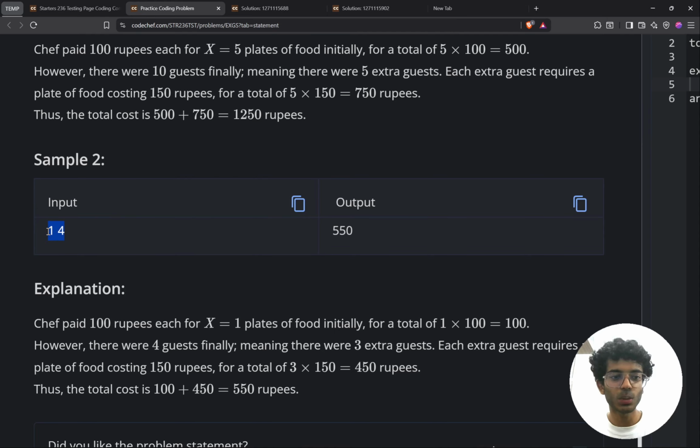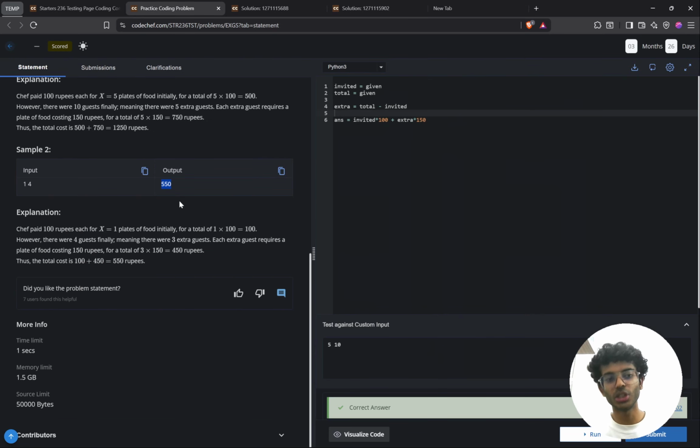In the second one, he invited just one guy, but 4 people turned up. So he needs to pay 100 plus 150 into 3, that is 450. So overall it would be 100 plus 450, that is 550 rupees. So that's pretty much the problem statement.